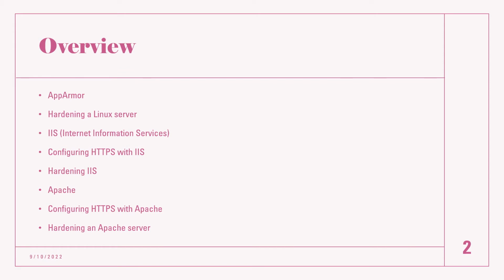So this is just a quick overview. We're going to go over AppArmor, then we're going to touch on hardening a Linux server, then Internet Information Services. Then we're going to configure HTTPS with IIS. Then we're going to go over hardening for IIS. Then we're going to touch on Apache, and then we're going to configure HTTPS with Apache, and then we're going to go over hardening an Apache server.